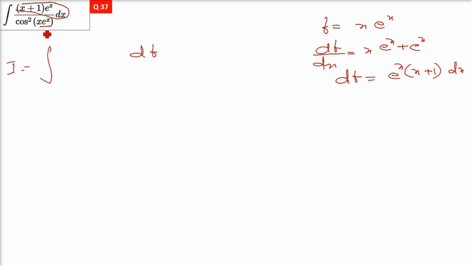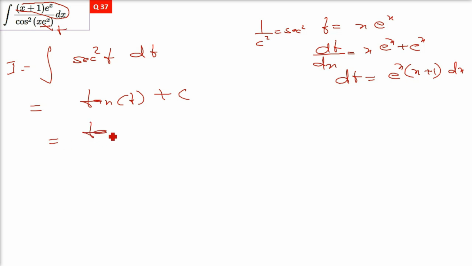Integration will be like this. Cos square of x e^x. x e^x was taken as t. So 1 by cos square is sec square. So sec square, in place of x e^x, write t. So integration of sec square t is tan t plus constant of integration. Tan, in place of t, x e raised x plus constant of integration. This is your final result.